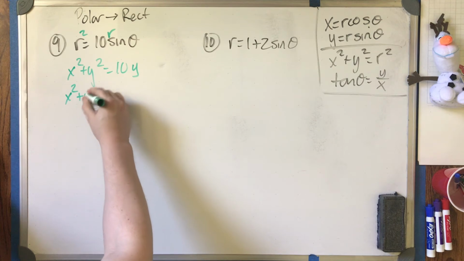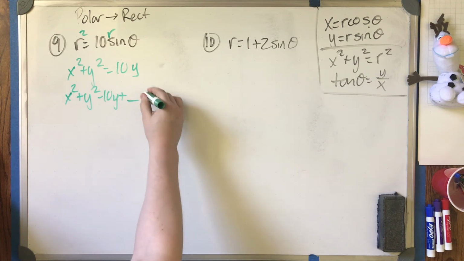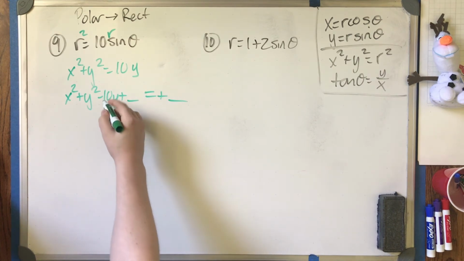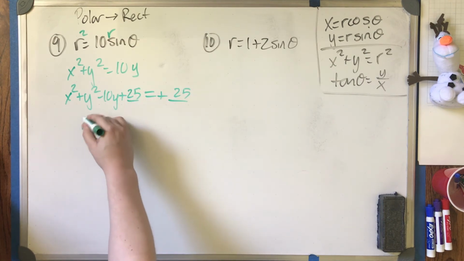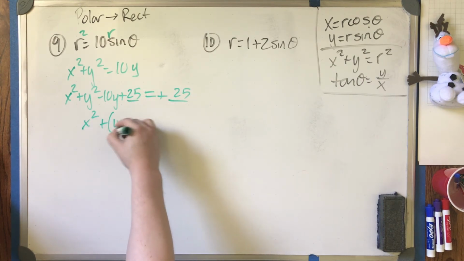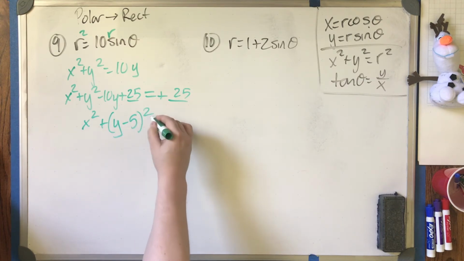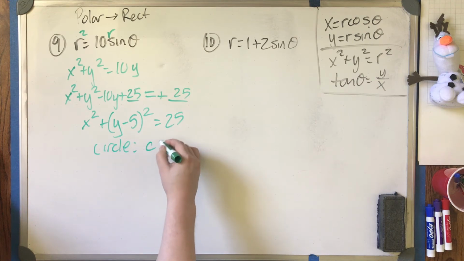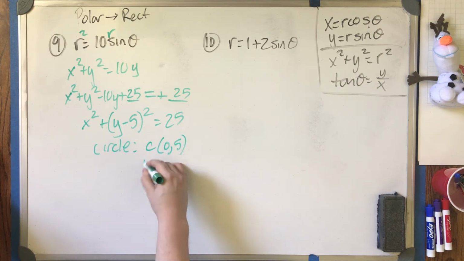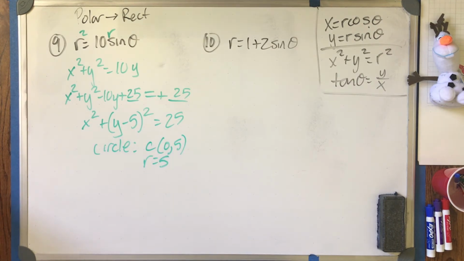So I'm going to subtract it to the other side, and I will be completing the square here. So this is going to be 25 and 25. So I have x squared plus (y minus 5) squared equals 25. So this is a circle. It has a center at (0, 5), and it has a radius of 5.